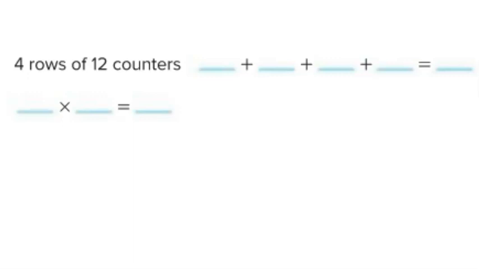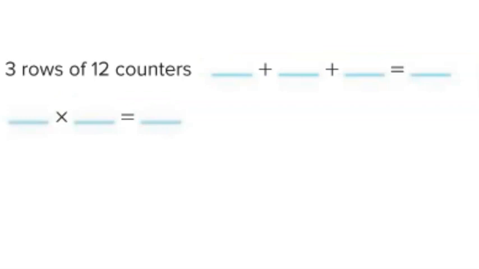4 times 12. That's the same thing as 12 plus 12 plus 12 plus 12. And that is equal to 48. So 4 times 12 is equal to 48. 3 times 12 is the same as 12 plus 12 plus 12, which is equal to 36. So 3 times 12 is 36.